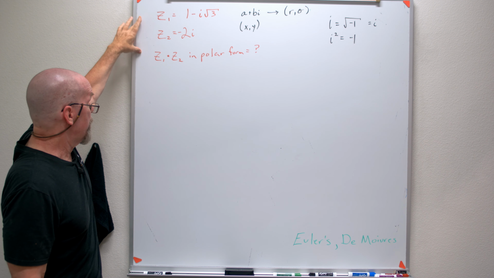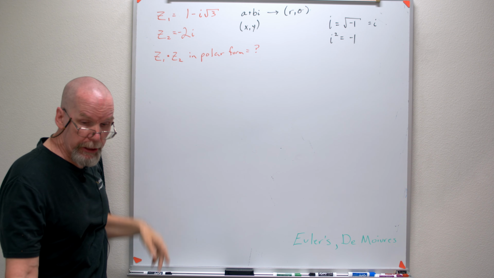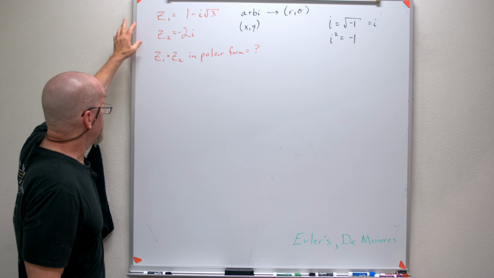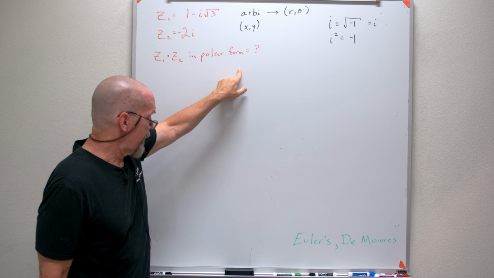So I'm going to change the numbers ever so slightly. At the end, I'll tell you the relationship between this and that if you don't already see. But we're going to solve this one. We're going to multiply these two together to get the product Z1, Z2. We're going to write that answer in polar form.